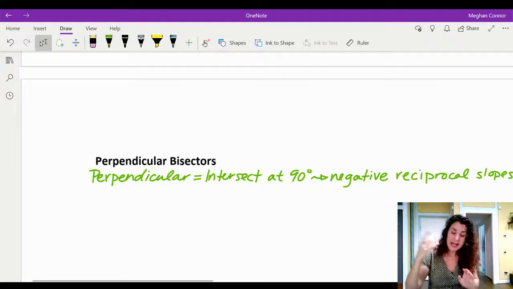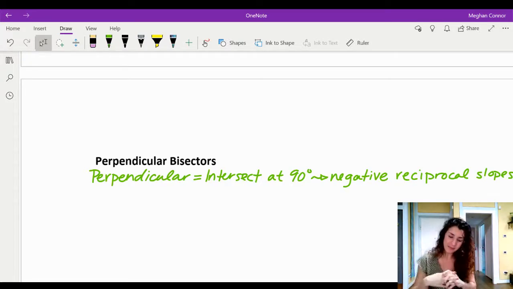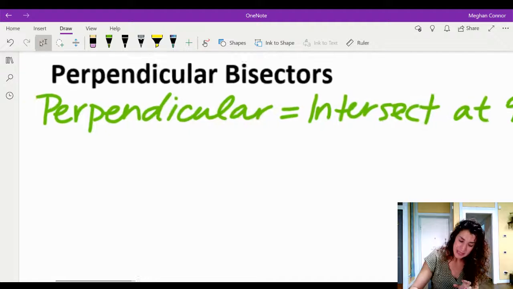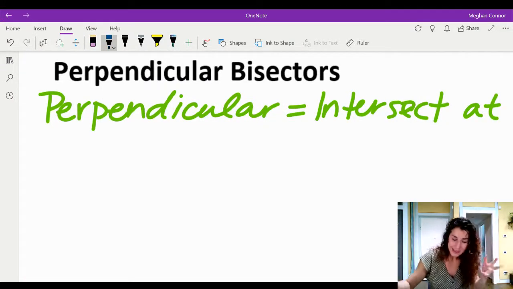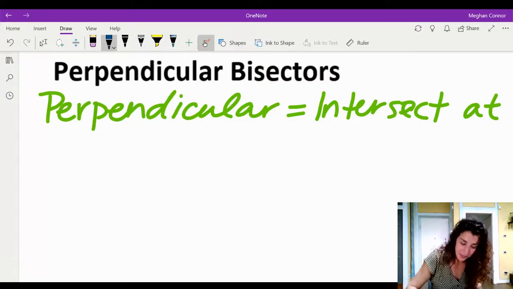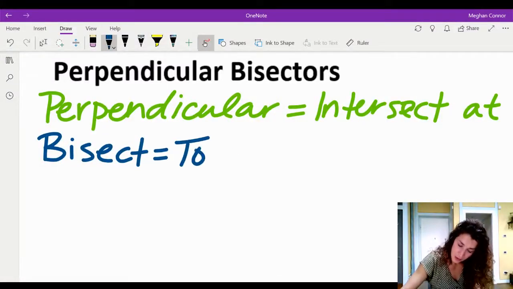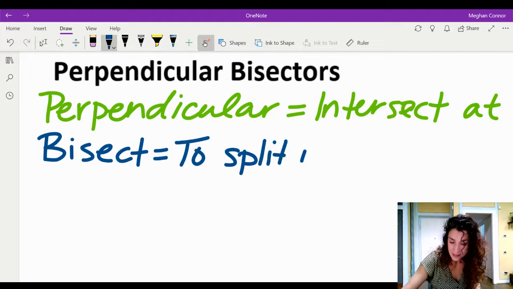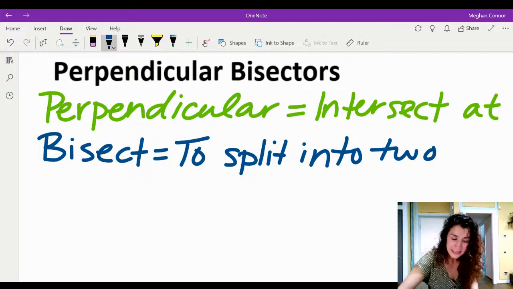So the idea of perpendicular is that it creates 90-degree angles when they intersect. What that means algebraically is that their slopes are negative reciprocals. Bisect means that it splits it in half. And this is why I was like, segments, lines, right? So bisect means to split into two equal pieces.